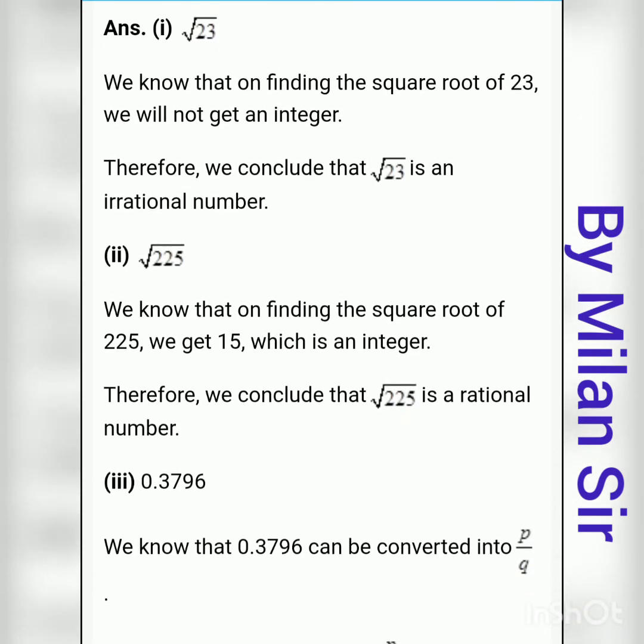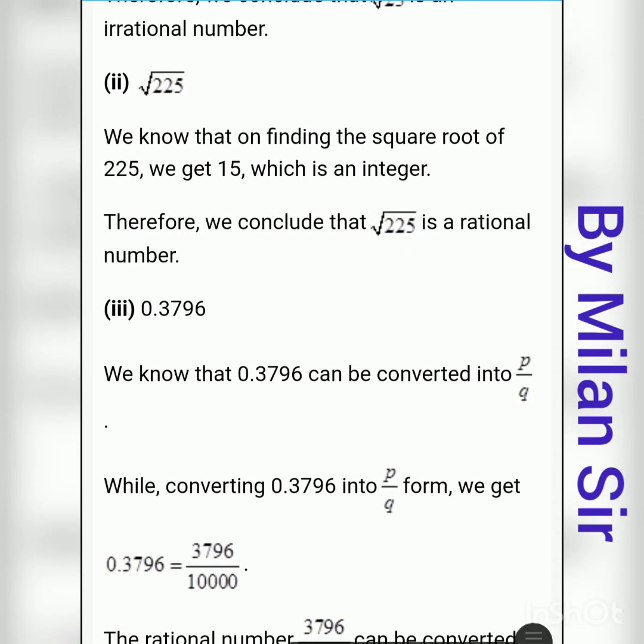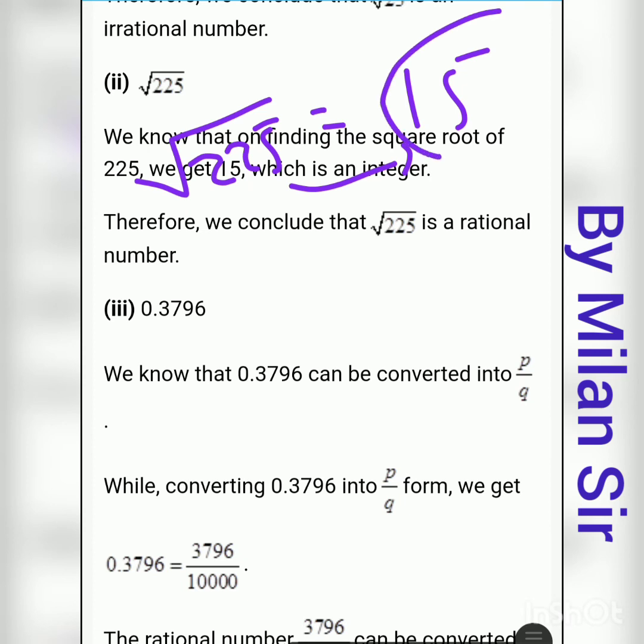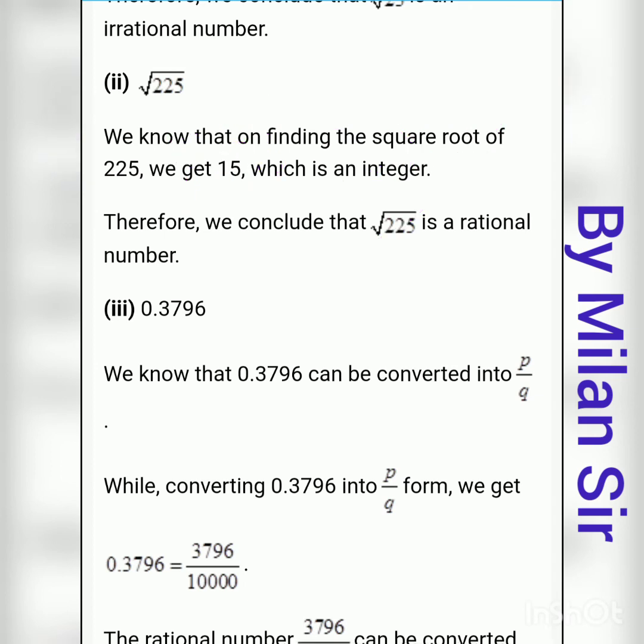Then under root of 225. Now the square root of 225, it's 15, right? So here we can find the square root. 15 is a rational number, so this is a rational number. Here we can find the square root, that's why this is a rational number.